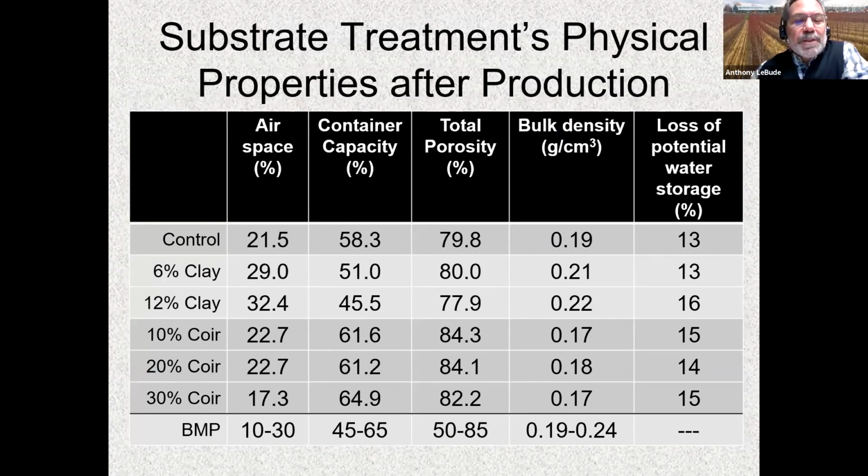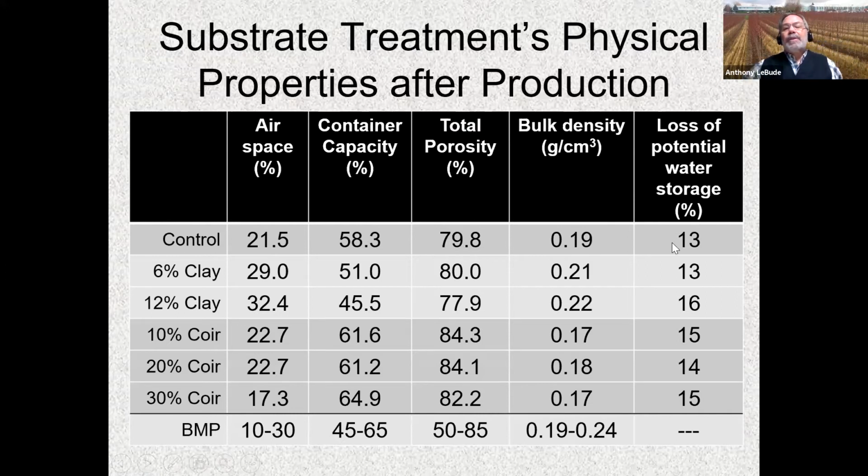And these are the physical properties of each one of the substrates after the 2 years in container. So this is what they are after they've gone through sitting 2 summers outside of Charlotte, above ground, getting watered, freezing, thawing, heating. The control was the pine bark, and you can see its airspace is still between 10 and 30. That's looking good. Container capacity 45 to 55, a little 45 to 60, and then total porosity usually is less than 85%. So the pine bark's still looking good after that period of time.